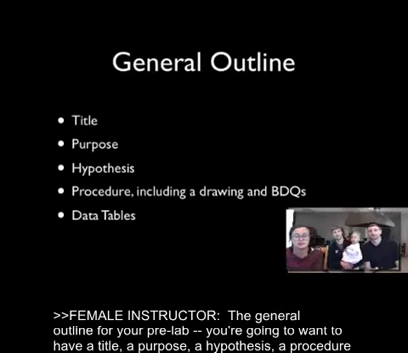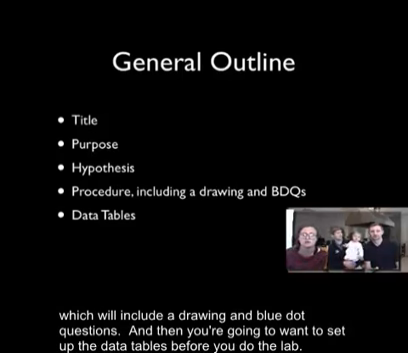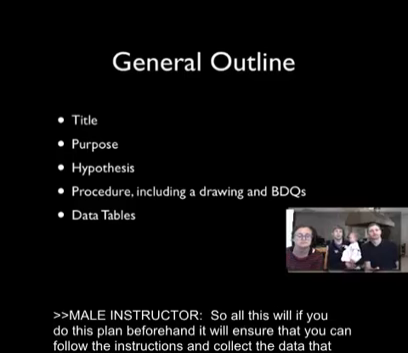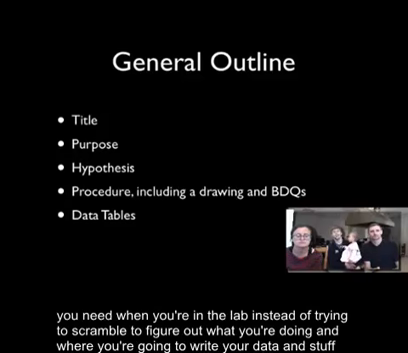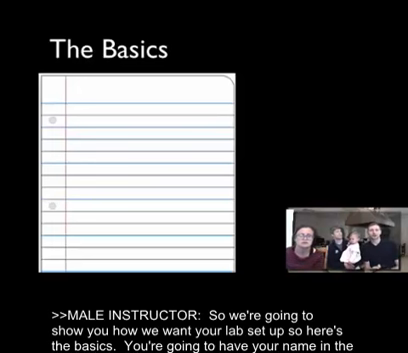The general outline for your PreLab, you're going to want to have a title, a purpose, a hypothesis, a procedure, which will include a drawing and blue dot questions, and then you're going to want to set up the data tables before you do the lab. If you do this planning beforehand, it will ensure that you can follow the instructions and collect the data that you need when you're in the lab instead of trying to scramble to figure out what you're doing and where you're going to write your data and stuff like that. So we're going to show you how we want your lab set up.